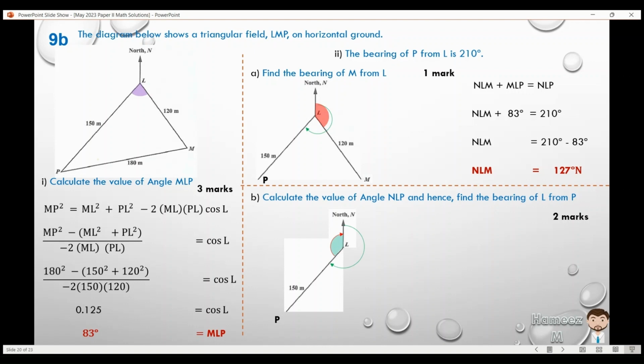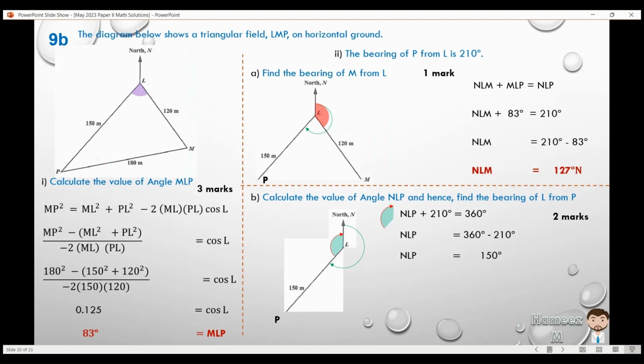So if we add up those two, it will give us an entire circle. So that angle in green plus 210 is equal to 360. So we can carry the 210 across, or minus 210 from both sides. So angle NLP, which is what we want to find, is 360 minus 210 degrees, which is equal to 150 degrees. So we know what that angle, the green one with the red arc, is. Angle NLP. From there, the question says, hence, meaning using the 150 degrees, find the bearing of L from P.